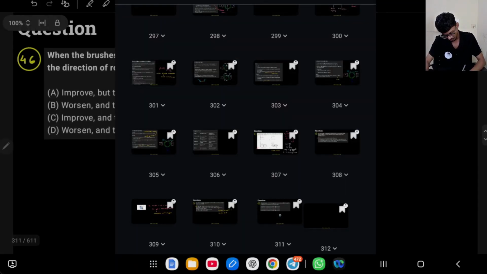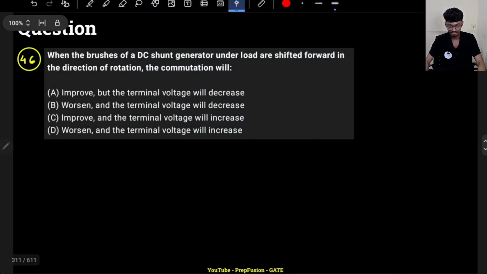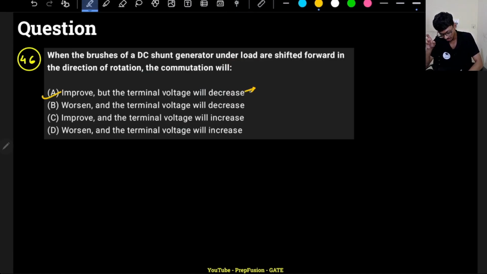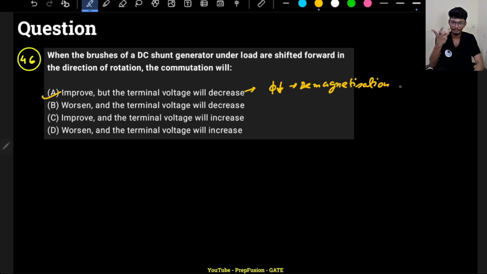Let's now move on to the next question. When the brushes of a DC shunt generator under load are shifted forward in the direction of rotation, the commutation will improve. Commutation will improve, but the flux will reduce because there is a bit of demagnetization, and there will be saturation, demagnetization, all those things. If I rotate the brushes, armature reaction is not reduced. Why? Because if I shift my brushes, what is happening?